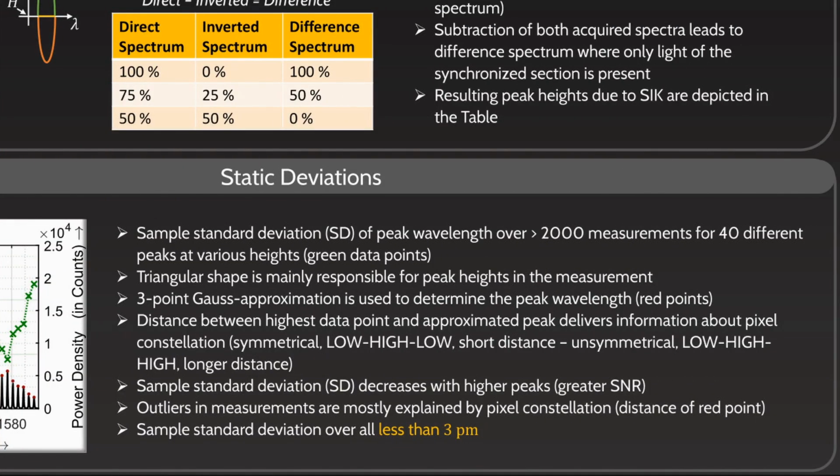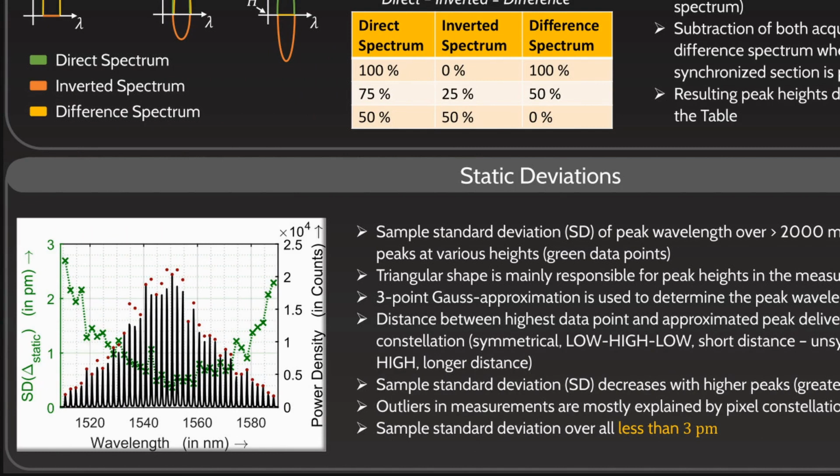For static deviations, no strain is applied. Out of 2,000 measurements, the peak wavelengths are determined with a 3-point Gaussian approximation. The wavelength spacing of the spectrometer is around 160 picometers. The sample standard deviation is calculated to analyze static deviations. The lower the peak height, the higher the standard deviation. Static deviations are less than 3 picometers, even for lower peak heights.